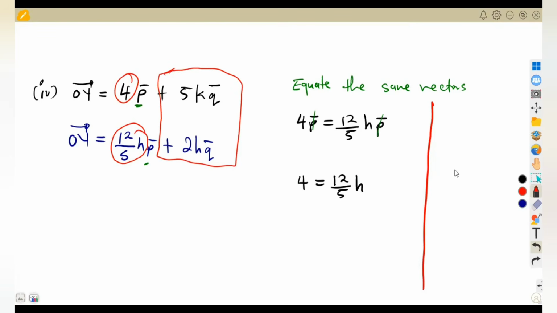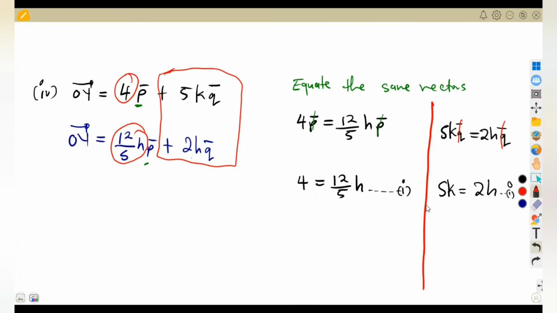Where there's a Q here, you equate as it is, which is 5, a positive. So 5KQ is equal to, where there's a Q on the other side, 2HQ. But as we can see, these two are the same, so you cancel them. You remain with 5K is equal to 2H, which is the same thing here: 5K is equal to 2H. Now you've got two equations to solve in this case, this equation and this one.